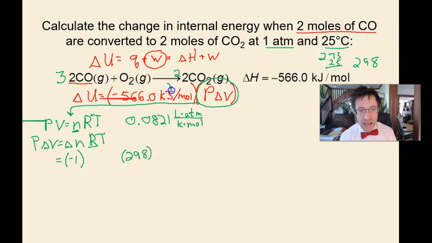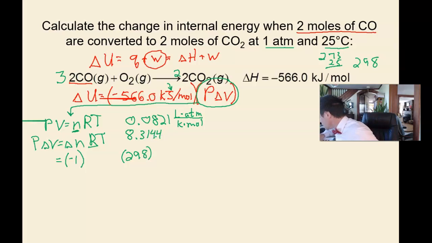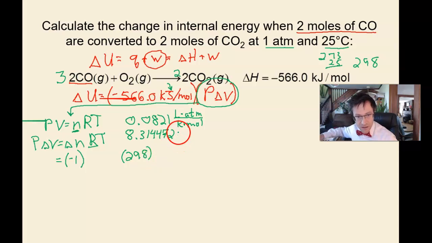What I do see is joules and moles, right? So there are joules here, not liter atmospheres. So going back to the textbook, my other gas constant, which is 8.3144, now here's the key part. This is in joules per Kelvin mole. You guys see what I'm saying?